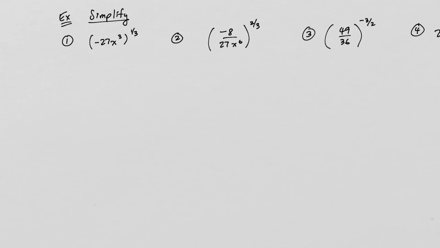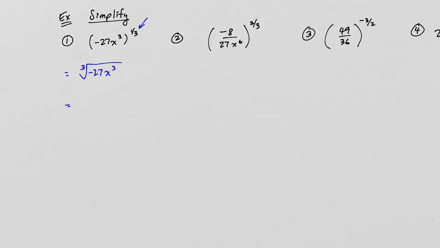So now we'll just do a few examples involving variables. It's the same definition, so there's nothing really new here, but it does always seem to be a bit more of a challenge when we have variables involved. So for this first one here, we have a 1/3 power. 1/3 power simply means a cube root, and we are taking the cube root of everything inside the parentheses.